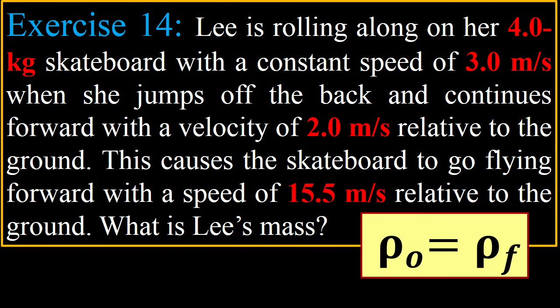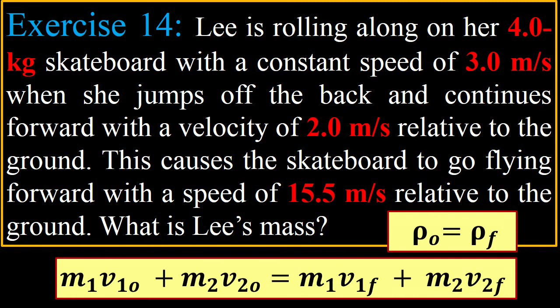What is Leah's mass? Well, again, we haven't gone back to this, but the sum of the initial momenta is going to equal the sum of the final momenta. That's what this is based on. That's what all the problems on the conservation of momentum are based on. They're based on this very simple equation, p naught equals p final, or the sum of the initial equals the sum of the final.